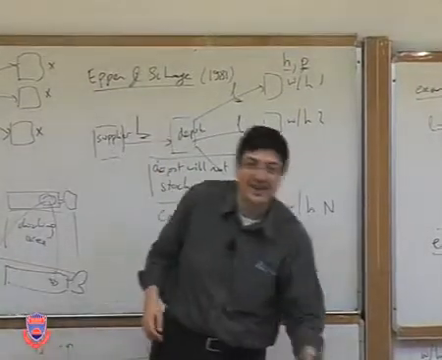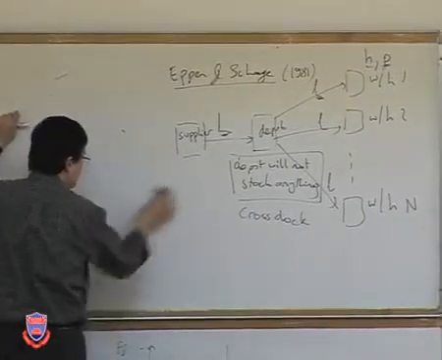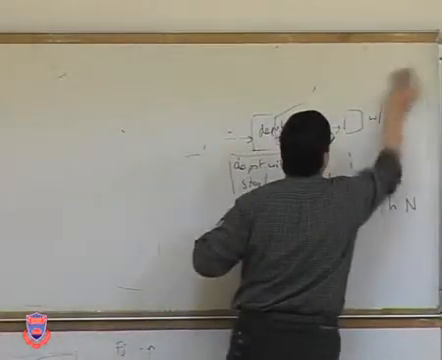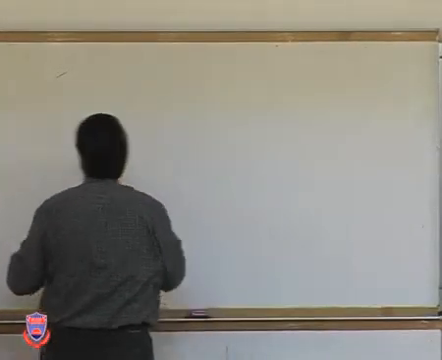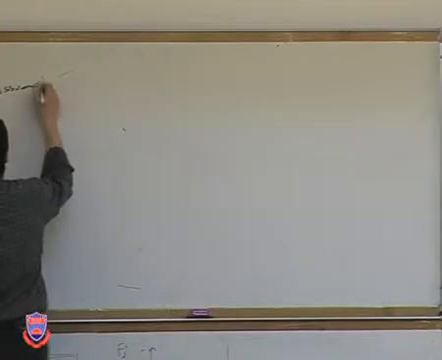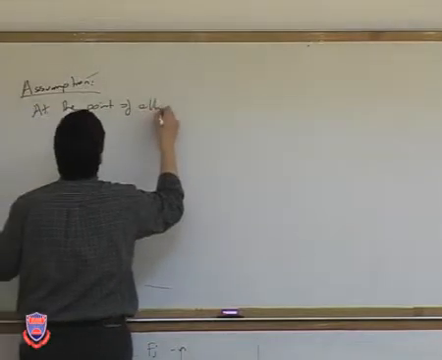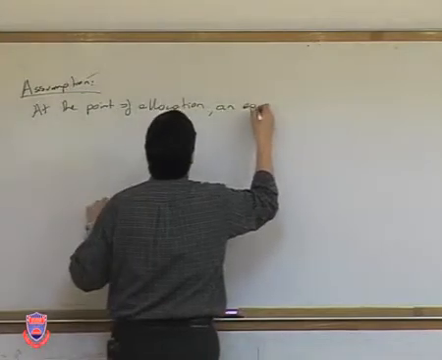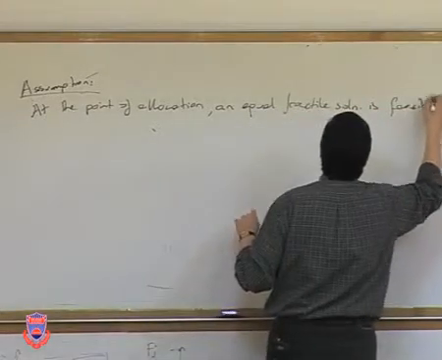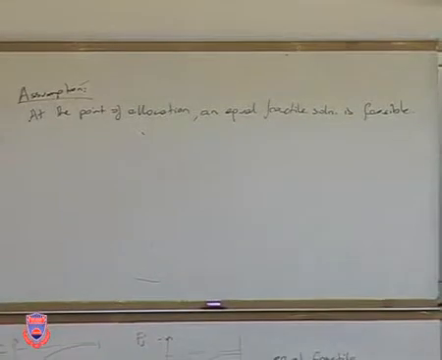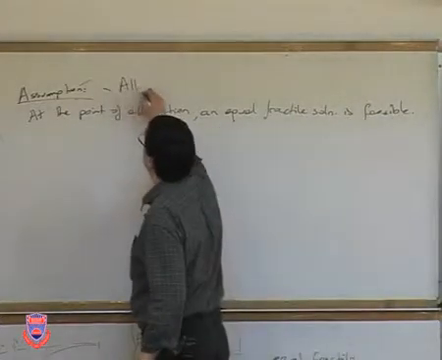Now, of course, what Eppen and Schrage did was the following. They assumed that at the point of allocation, we are going to have an equal fractile solution. So, assumption: at the point of allocation, an equal fractile solution is feasible. This is called the allocation assumption. So we call this the allocation assumption.